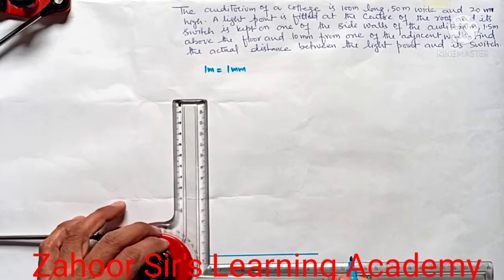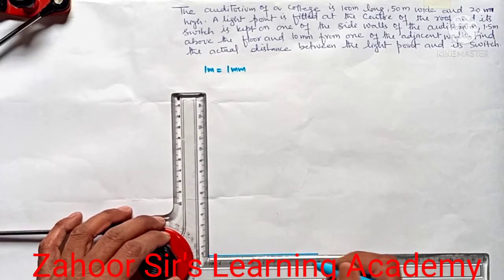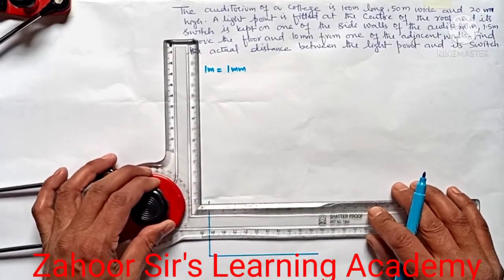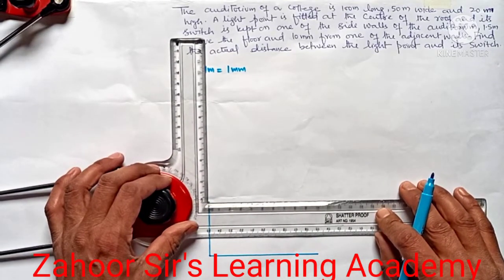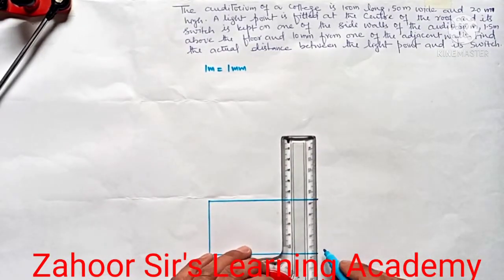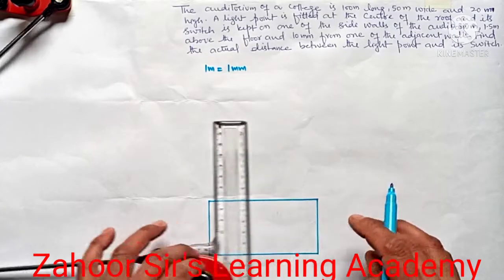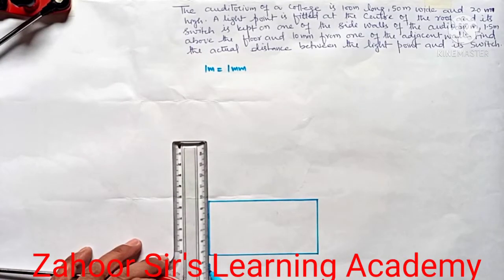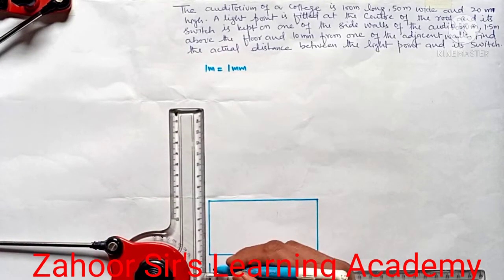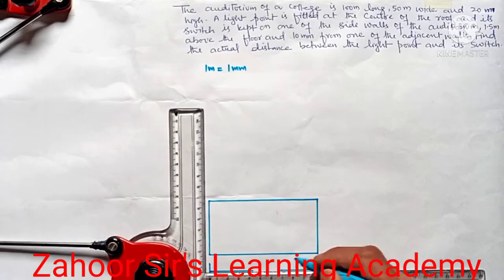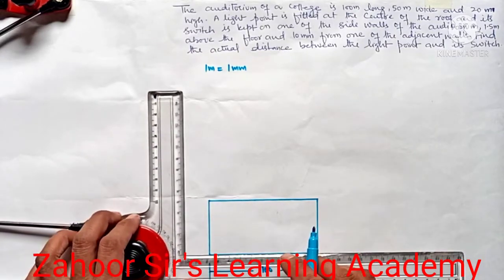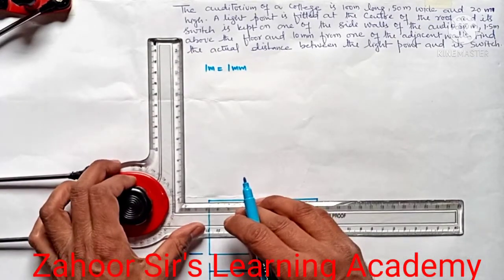So this is 100 mm and 50 mm. Okay, this is the room dimensions. So let me give the dimensions. I'll use the dimensions here. So the length of the room is 100 meter and its width is 50 meter.